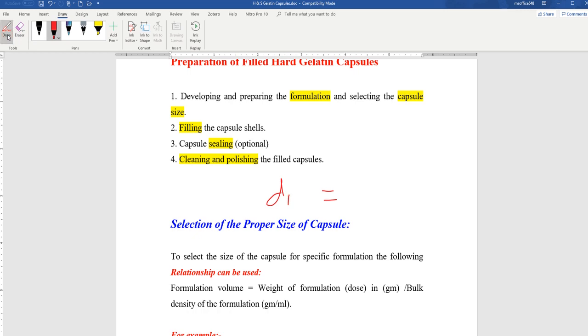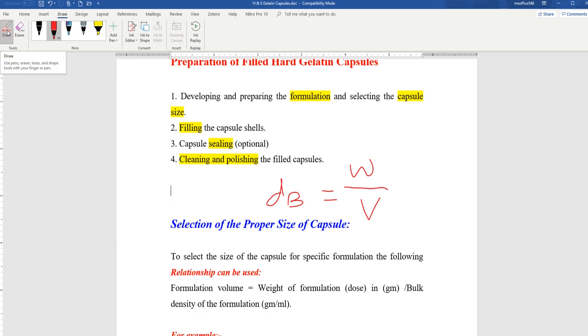Bulk density is equal to the weight of the powder over the volume occupied, right? So calculate that bulk density. It will tell you what weight will occupy what volume, right? Okay.